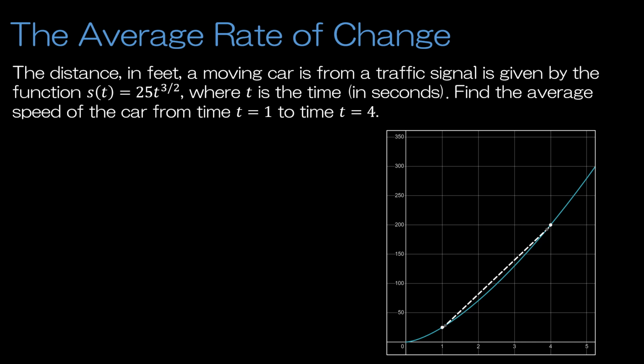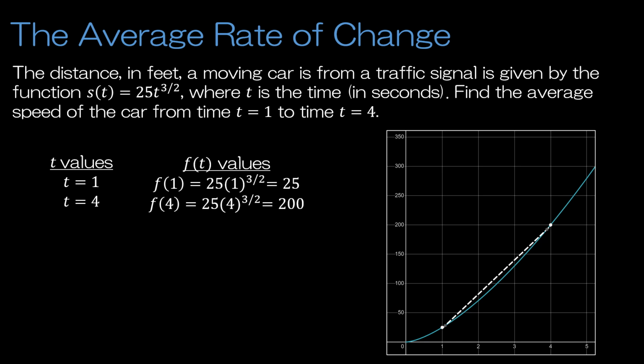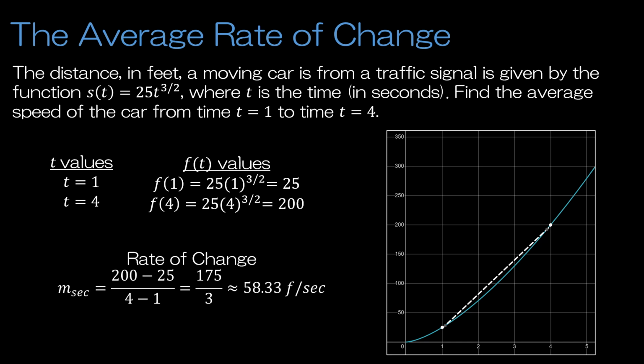Now we know in order to use the equation to find slope, we need two ordered pairs, and we don't have two ordered pairs. What we do have is two x values, t equals 1 and t equals 4, and we can use the function to determine the y values. So f of 1 is simply plugging 1 into the function to get 25, and f of 4 is plugging 4 into the function to get 200. So now we have two ordered pairs, 1, 25 and 4, 200, and now we can find the rate of change simply by using that slope formula. So our average rate of change is 58.33 feet per second.